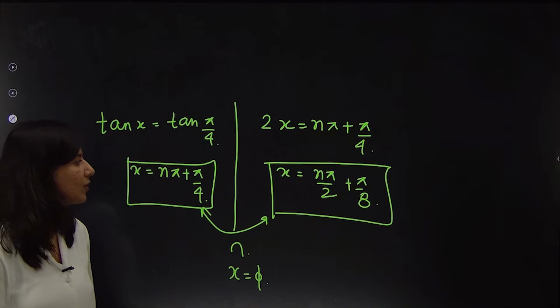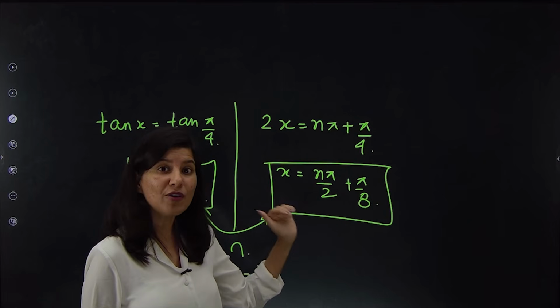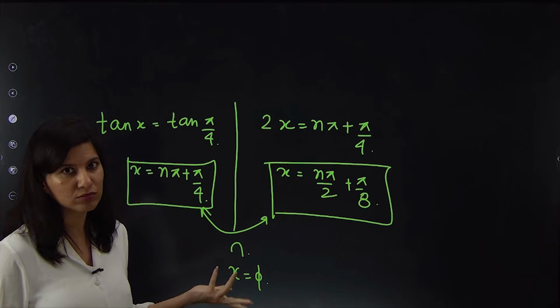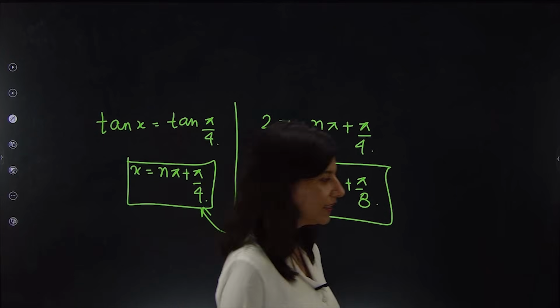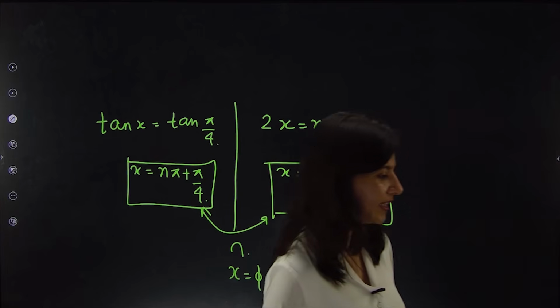It is not possible, because this is saying that your x will be in multiple of pi by 8. This says that x is in multiple of pi by 4. Not possible. So no value of x will satisfy this.